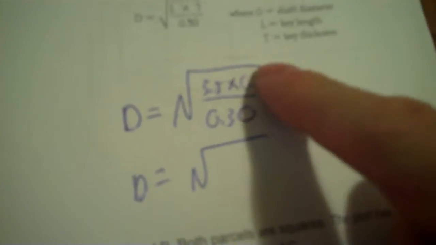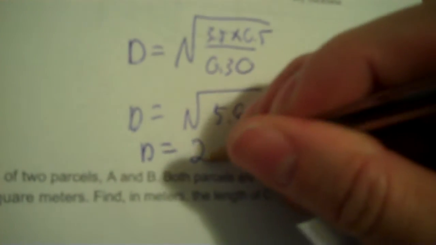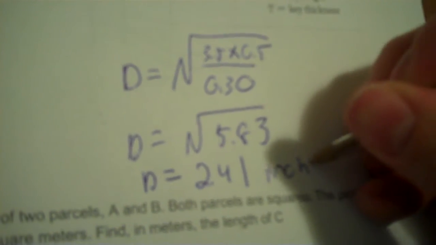First we need to find what we're finding the square root of. Okay, first I need to multiply, then I'm going to divide that answer by the 0.30. Okay, 5.83. And we need to apply the square root to that. So the square root of 5.83 is 2.41. Okay, diameter would be in inches. If you don't know what the label is, ask me. Okay. This would be dollars.